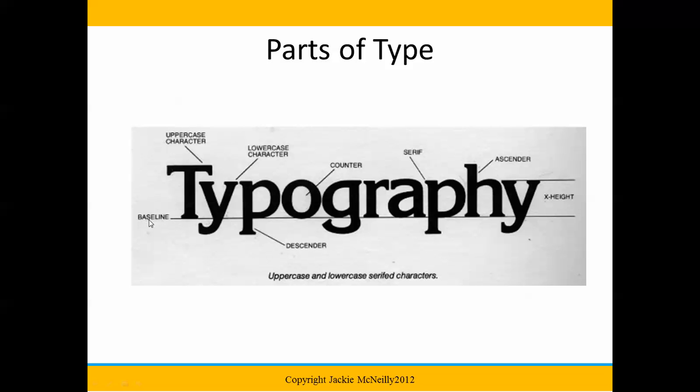But a very important element of type is an invisible one called the baseline. And the type sits on this. And this is going to be important in you setting type. Now you'll notice that some of the letters come under the baseline, such as this O. This is designed specifically like that by the designer to give balance to the type.